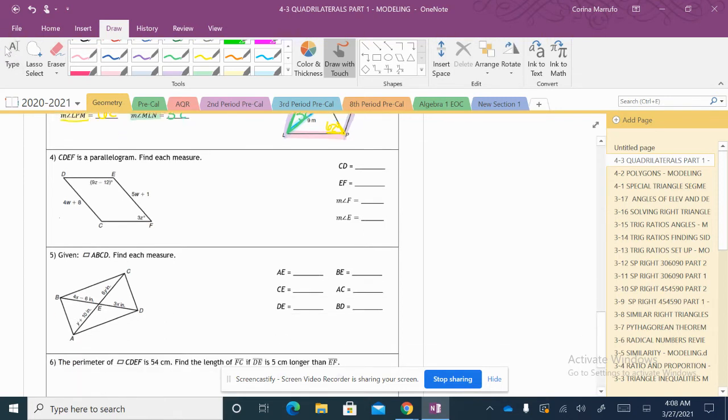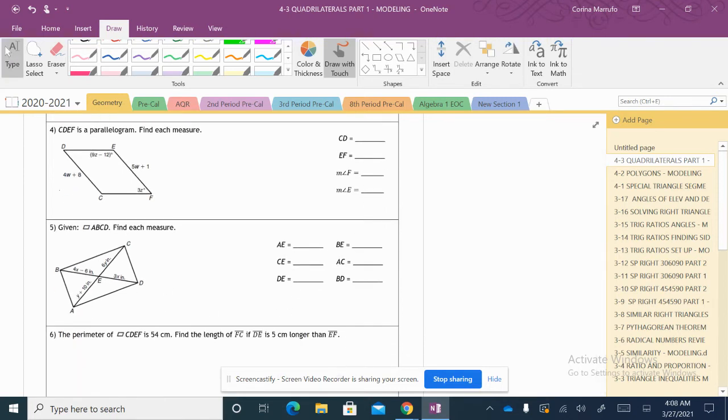All right, the next one says CDEF is a parallelogram. Find each measure. They do add some algebra in here. By looking at our parallelogram, we know this side should be equal to this side. So I'm going to set it up: 4w plus 8 should be equal to 5w plus 1. We start solving for w. We subtract the 4w, so this cancels out, and we get 8 equals w plus 1. We move the 1 to the other side, and this gives us 7 equals w.